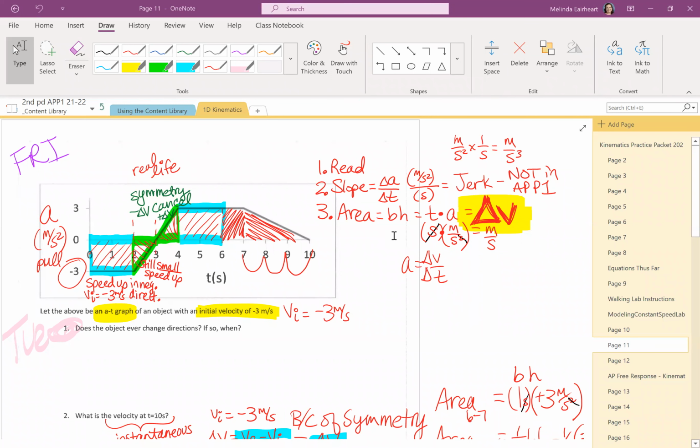All right, so page 11, we saw a new graph. And at first it didn't have anything on the y-axis because the first two questions have you view it and do the problems as an acceleration time graph. And then here in just a minute, the bottom two questions are going to treat it as a velocity time graph. Okay.